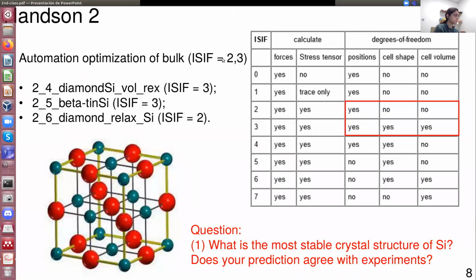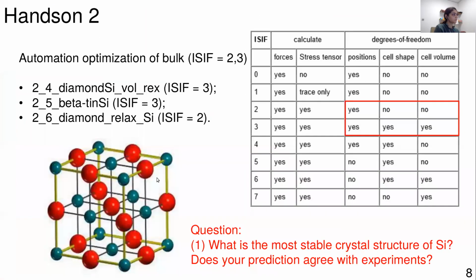Then the second thing, and this is the nice point, is the automatic optimization of the bulk, and that will be like your life basically, in the sense that every time you need to optimize a bulk, you will do that. It's not that we will do the previous things, because the automatic one is better. In order to do that, you will see that in the INCAR now you will include this tag that is called ISIF 2 or 3. And this screenshot is just taken from the VASP manual.